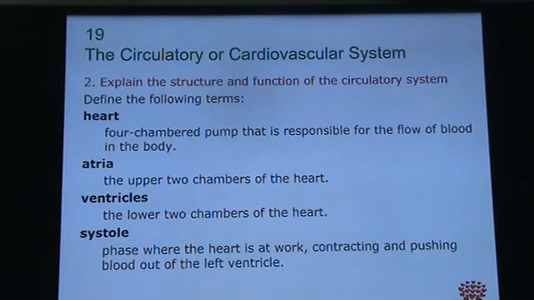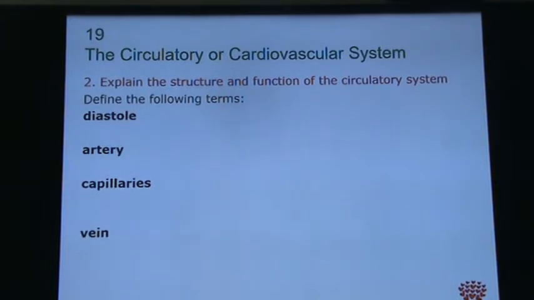Systole. You've heard of systolic and diastolic. Systole is the phase where the heart is working, contracting, and pushing blood out of the left ventricle. So when you're listening to a person's blood pressure, you're listening to the heart contracting, pushing blood out. That's the systolic. Then when it's relaxing, that's the diastolic. We'll talk more about that next. The diastole, or diastolic, is the phase when the heart muscle relaxes. So it contracts and pumps blood out, that's your systolic. Then it relaxes, that's your diastolic.